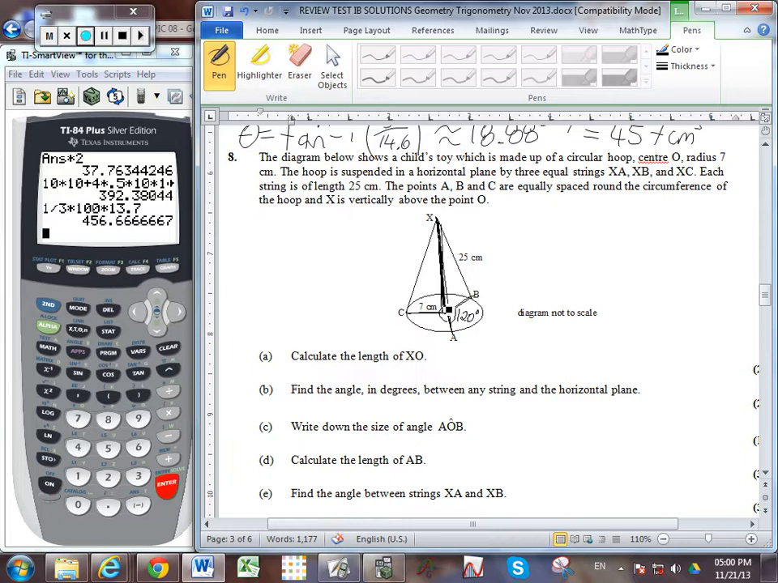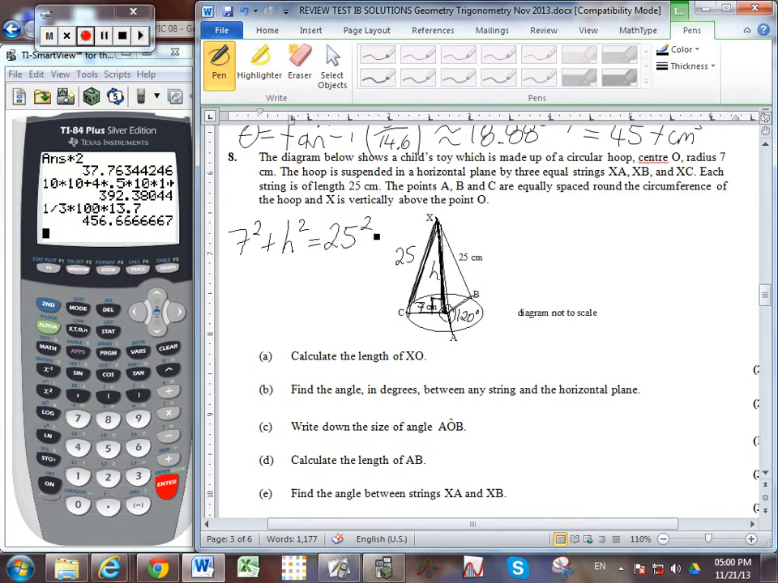Right there. Okay. First, calculate the length of XO. Well, we've got a right triangle here, don't we, where this length is also 25 centimeters, and this bottom length is 7 centimeters. So let's use the Pythagorean theorem carefully here, because the 25 is the hypotenuse. And so we've got 7 squared plus h squared equals 25 squared.